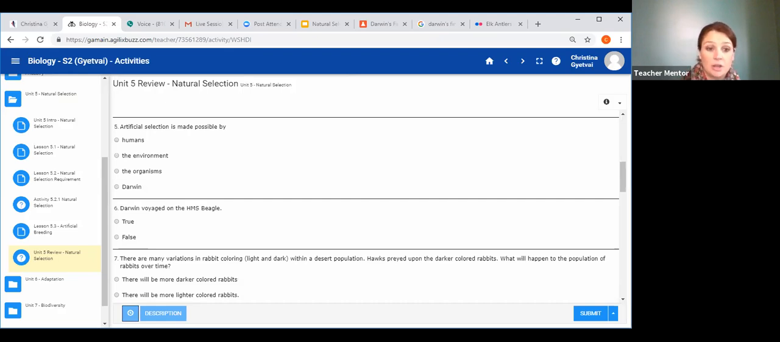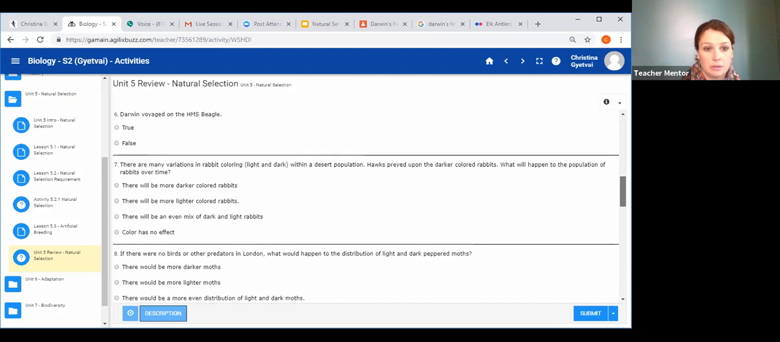Number 6, Darwin voyaged on the HMS Beagle. True or false? What was the name of his ship he sailed? Darwin voyaged on the HMS Beagle, and that is definitely true. It is true.